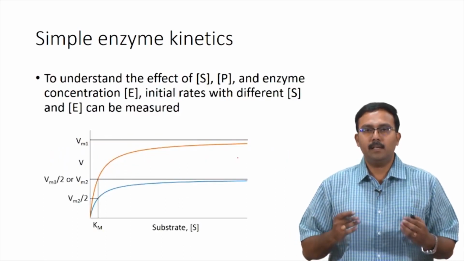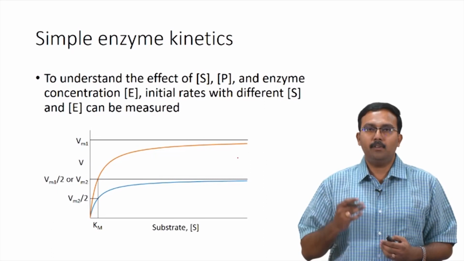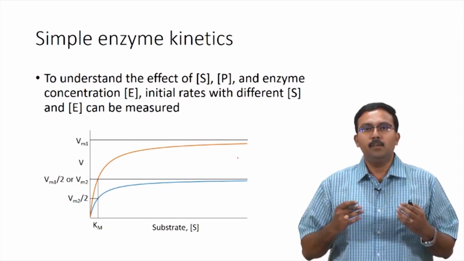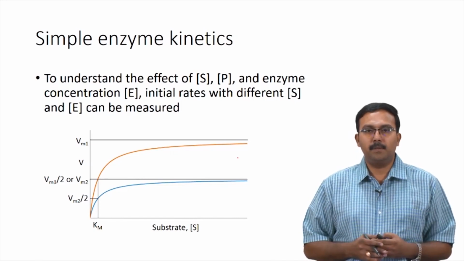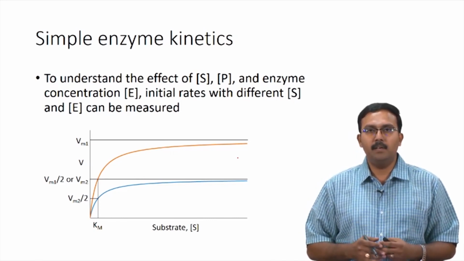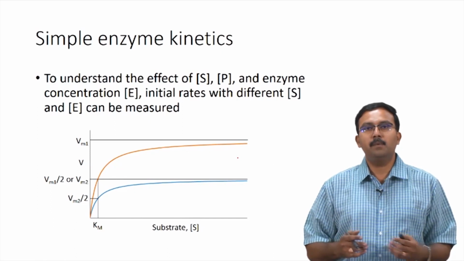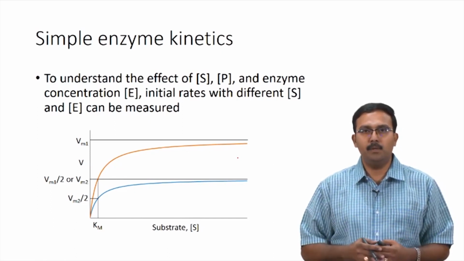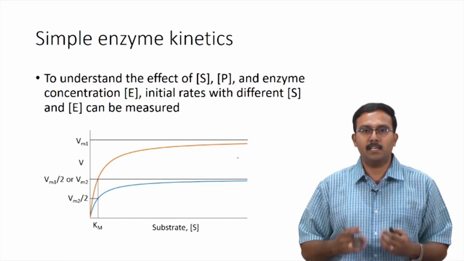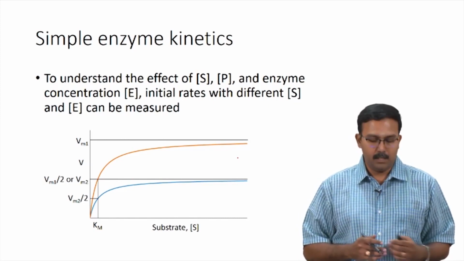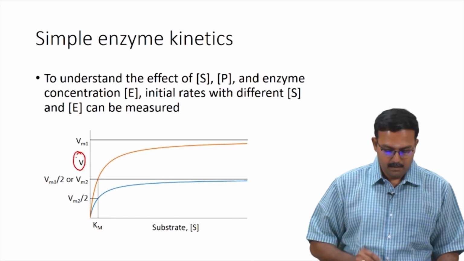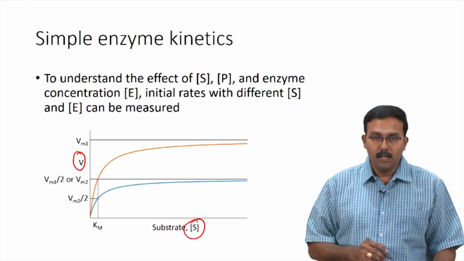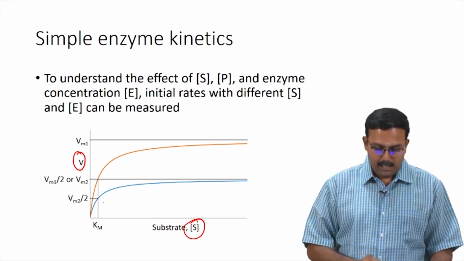So, when you try to understand the effect of substrate concentration, product concentration and enzyme concentration, you get this particular setup. What you have here is results from multiple experiments where different concentrations of substrate and enzymes were used and the initial rate of the reactions were measured. So, this was plotted as initial rate V versus substrate concentration S. This particular plot follows the saturation kinetics.